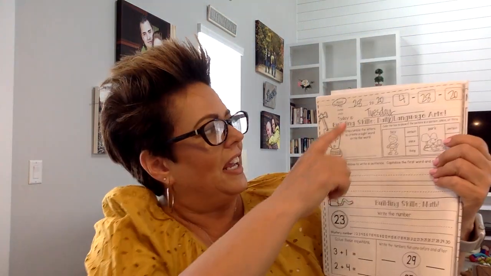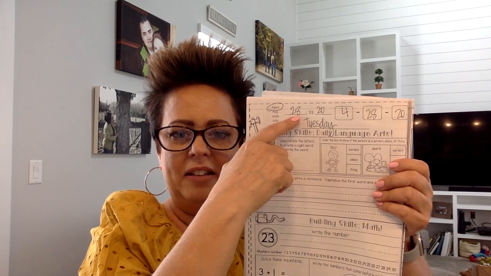Okay, today is Tuesday, April 28th, 2028. Our year is 2020. So if we were writing the date with just numbers, we would write 4/28/20. Today is Tuesday, uppercase Tuesday.